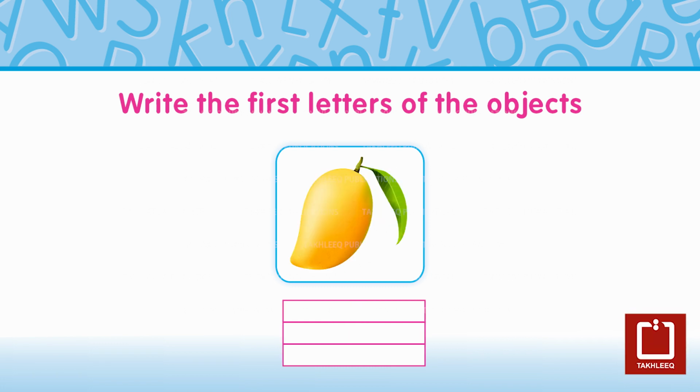This is the picture of a mango. Mango starts with M. So we write M on the lines.